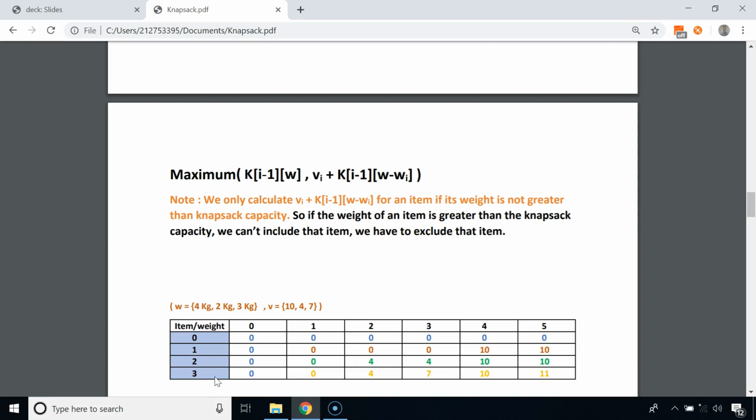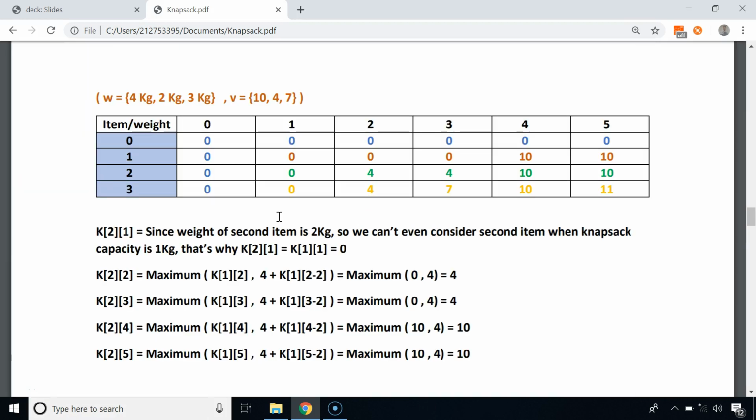For example, in this case, when we are considering all three items and the knapsack capacity is 2, we cannot include the third item because the weight of third item is 3 kg. So in this case, we simply copy 4 at this cell. Now let's see how the values in the cells are calculated using this formula.